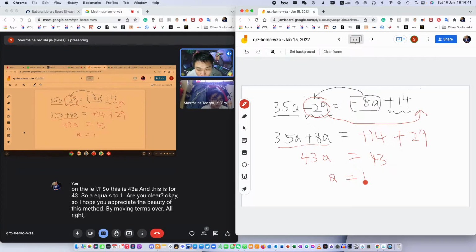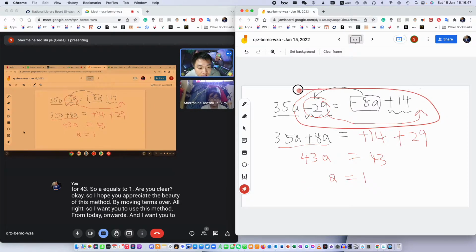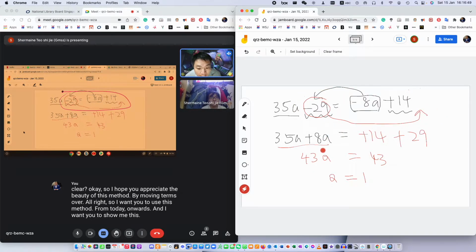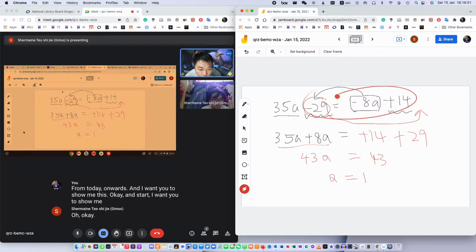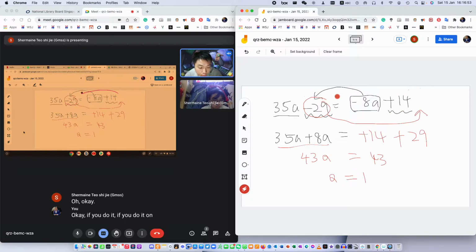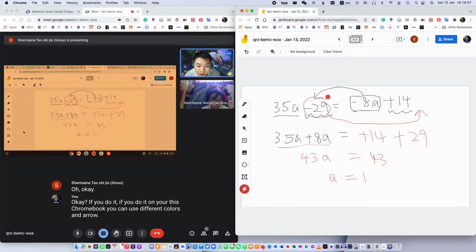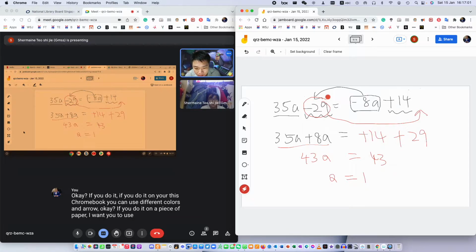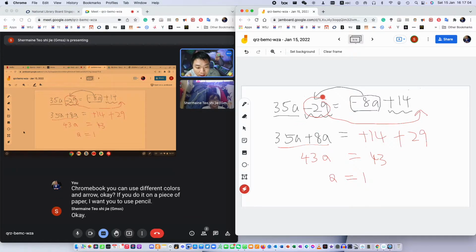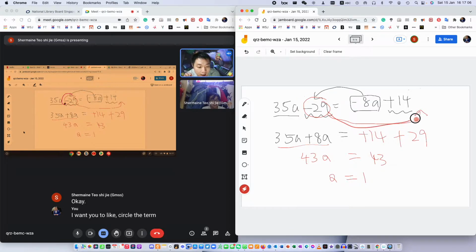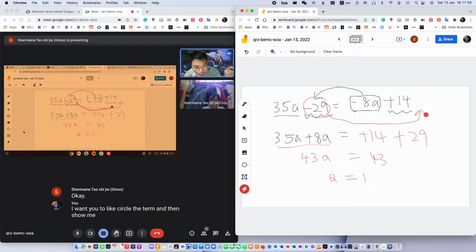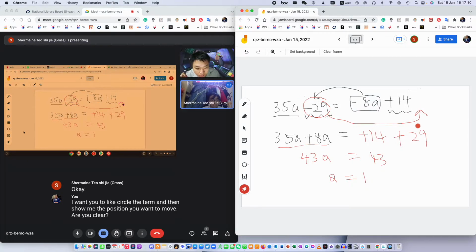Alright, so I want you to use this method from today onwards, and I want you to show me this. If you do it on your Chromebook, you can use different colors and arrows. If you do it on a piece of paper, I want you to use pencil. I want you to circle the term and then show me the position you want to move to. Exactly like this.